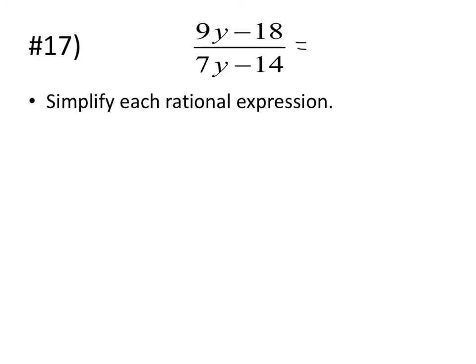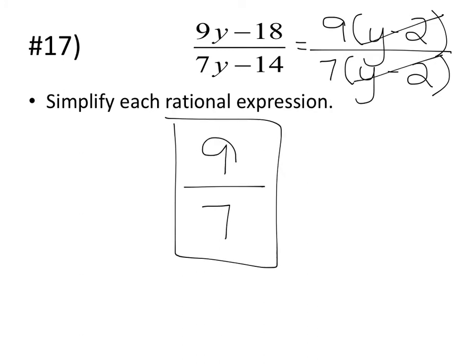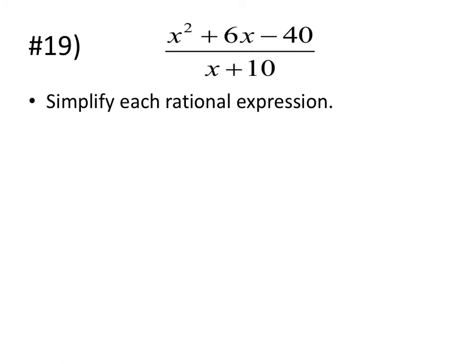Alright, in the numerator, I can factor out a 9, leaving behind y minus 2. In the denominator, I can factor out a 7, leaving behind y minus 2. And then see, those cancel. So you're just left with 9 over 7 as your answer. So that's the whole goal. And then you're going to see what cancels out.